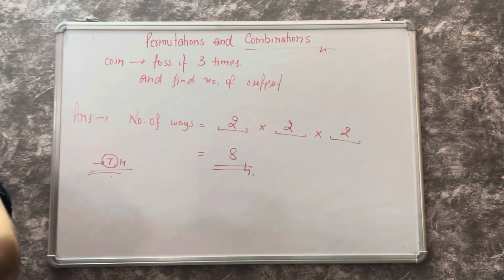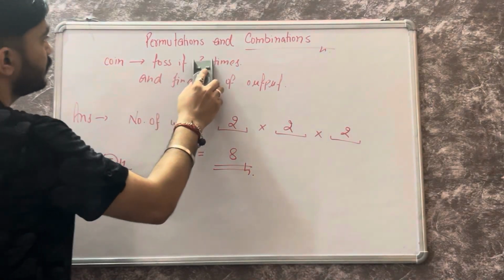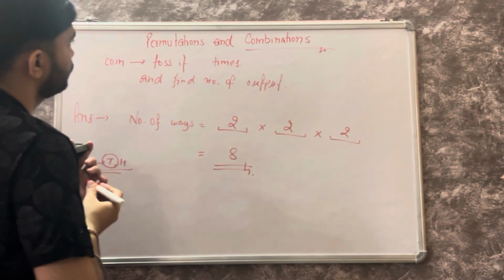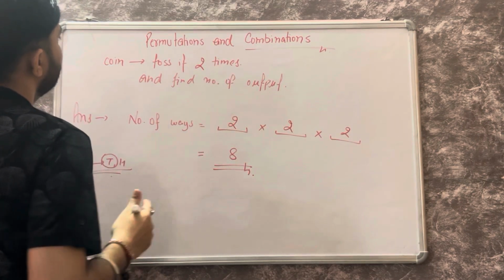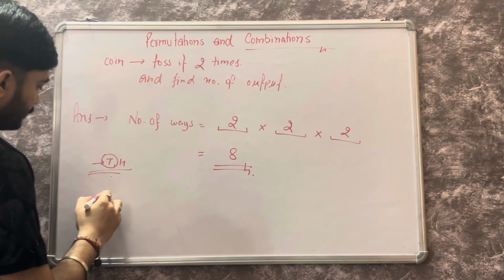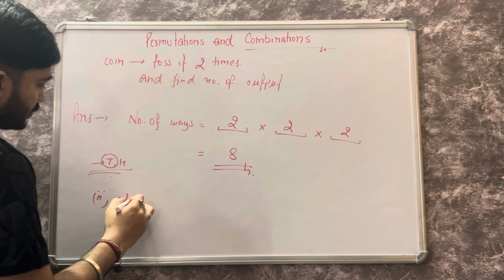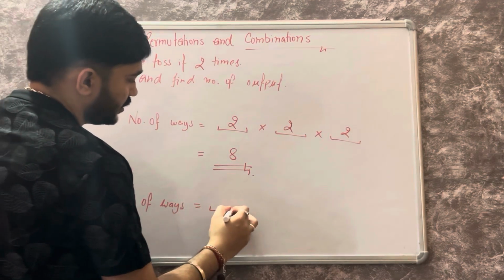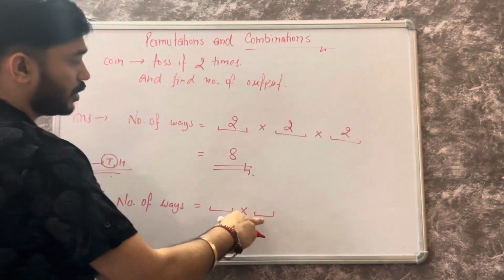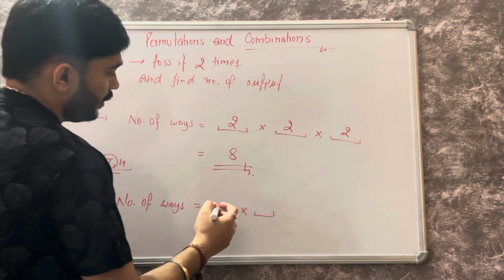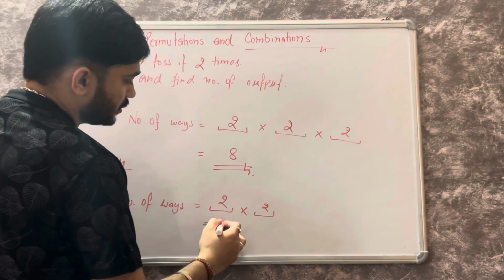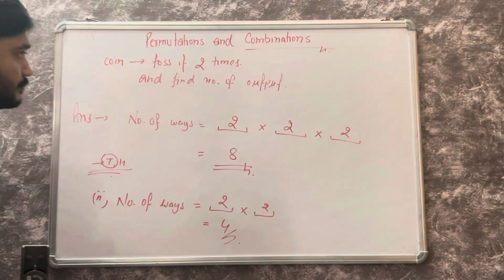Now what if you have to throw this coin 2 times? Then number of ways are going to be, since you have to throw this 2 times, you are going to have 2 spots, and the output remains the same, that is 2 and 2, and the answer is going to be 4. Any doubt?